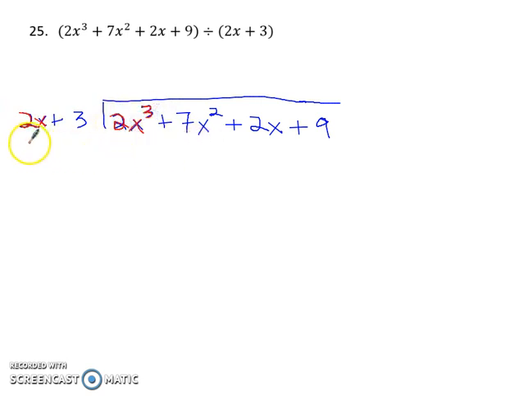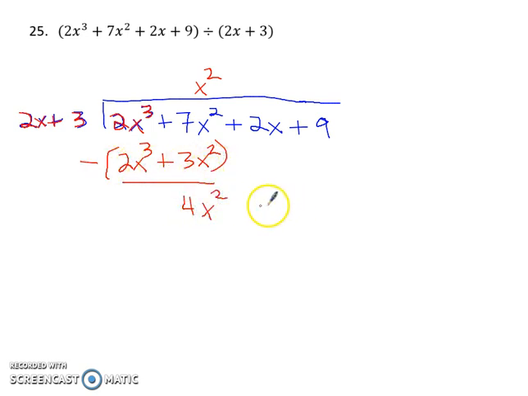I see that 2x times x to the second will give me a 2x to the third. So let's multiply the x to the second times the 2x and the plus 3. So that gives us a 2x to the third plus 3x squared. And we subtract that quantity. Distribute the negative, and that's going to give me a 4x squared here. I drop the 2x down.